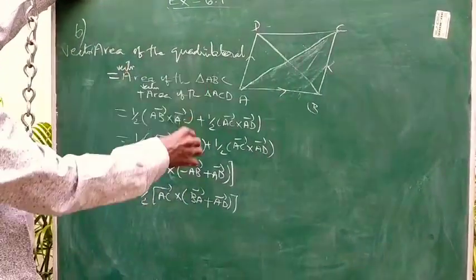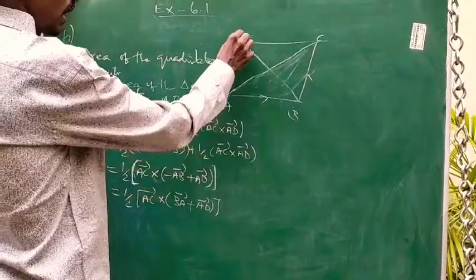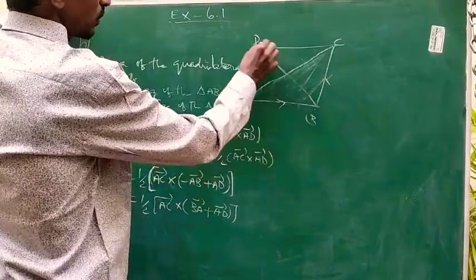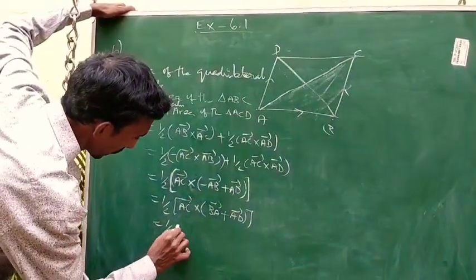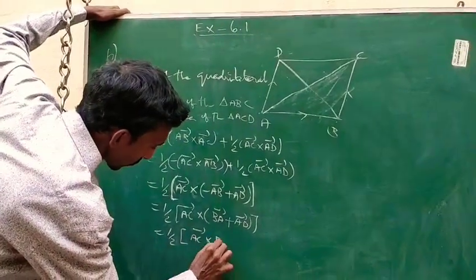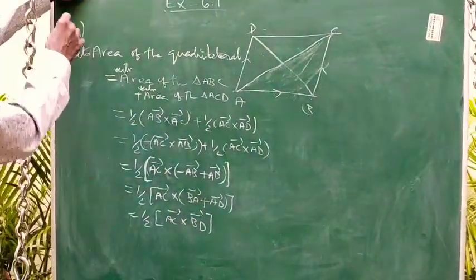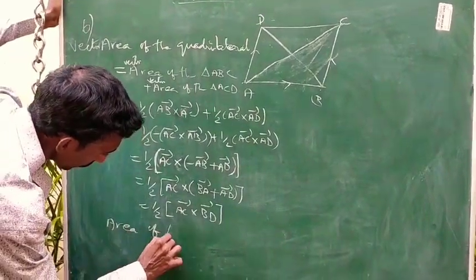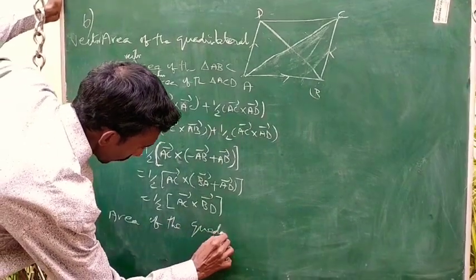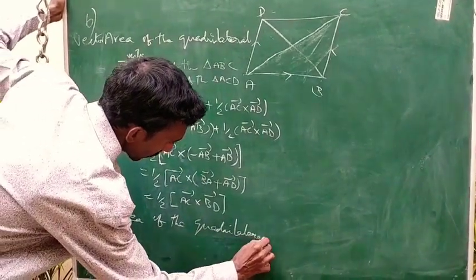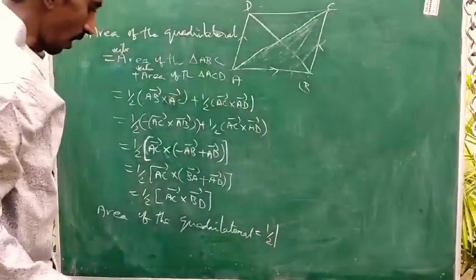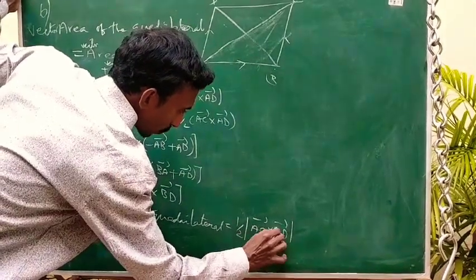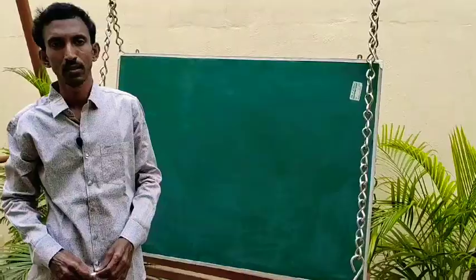So look at the diagram. BA plus AD, according to the triangle law, becomes BD. So half into AC cross BD. So we are finding out the vector area. So the ordinary area of the quadrilateral is half into modulus of AC cross BD. That is our aim to prove. This is the answer, student.